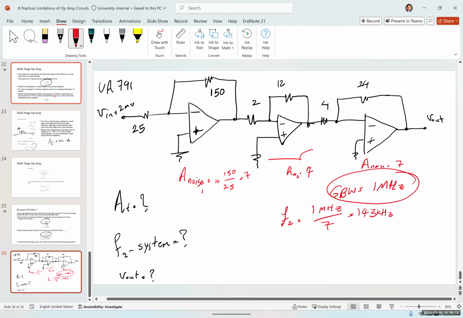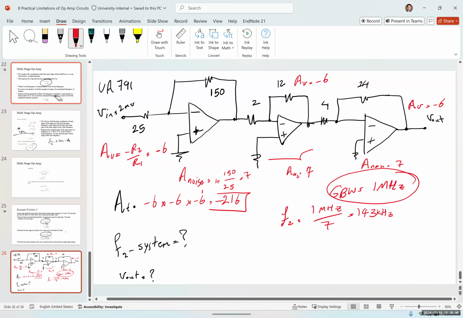What is the gain of each stage? The first one is negative R2 over R1, which is -6. The second one is also -6. And the third one is also -6. So the total gain would be equal to -6 times -6 times -6. So 36 times 6 is going to be -216. So this is the overall gain.